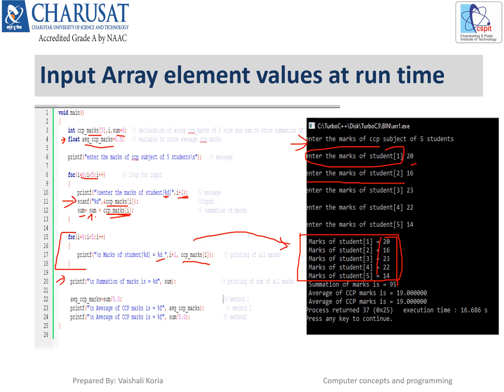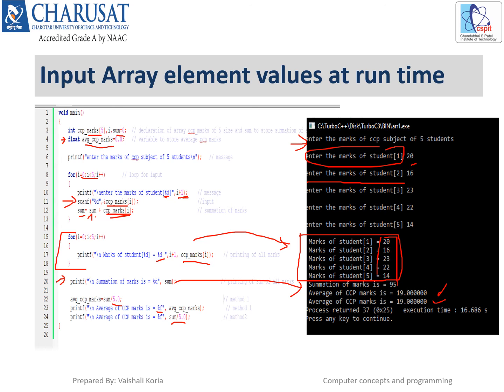Now next we will print the summation. So the summation of the marks is 95. Now there are two ways to find out the average. You can use the equation average CCP marks is equal to sum divided by 5.0, so it will be printed here using %f, and also you can directly write the equation in the printf, sum divided by 5.0, so it will give you the same output.